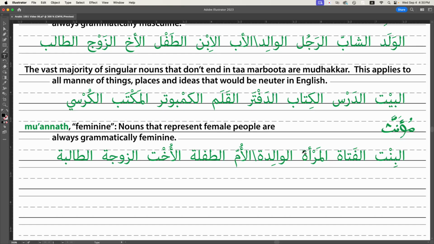So al-mar'a is the counterpart of a rajul. A rajul is an adult man, a mar'a is an adult woman. Later we'll see when this word is indefinite, it changes forms, but we don't need to worry about that right now.